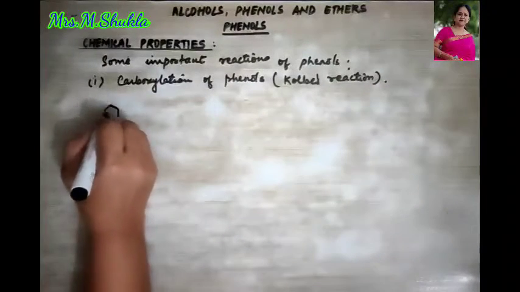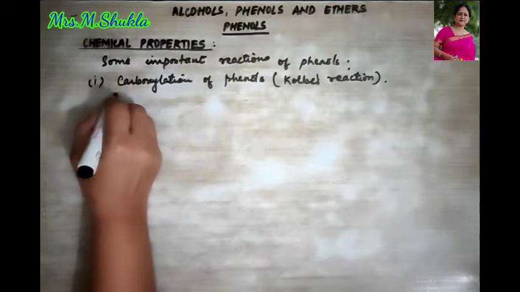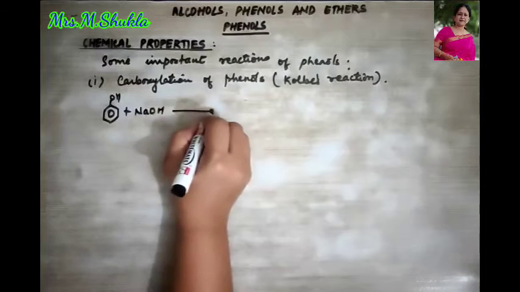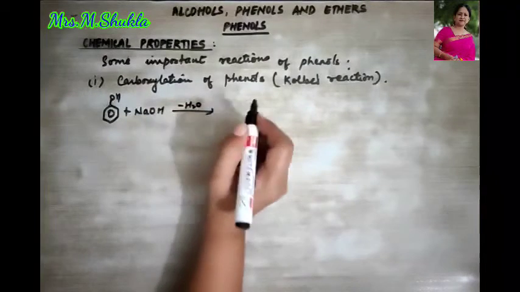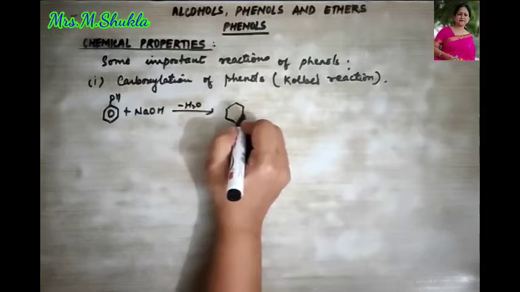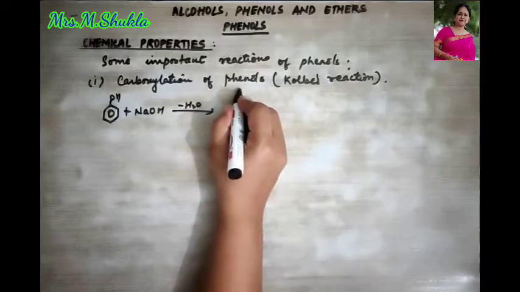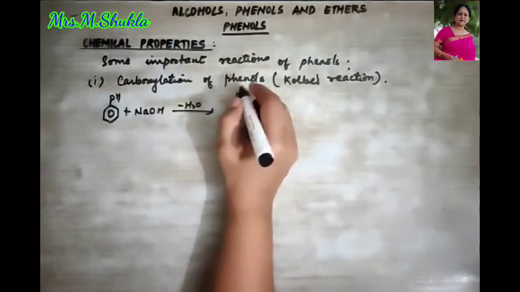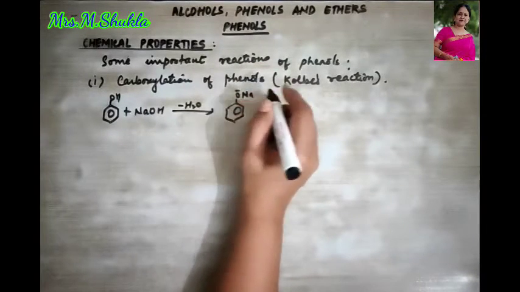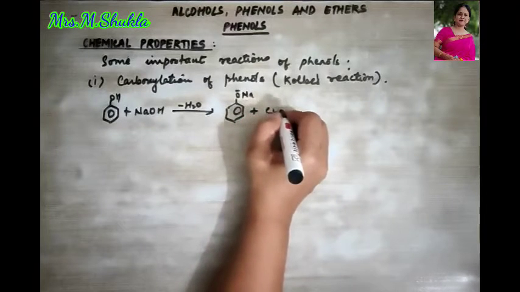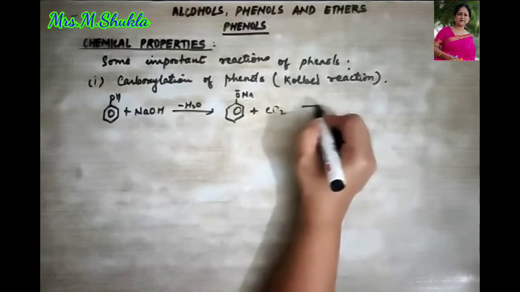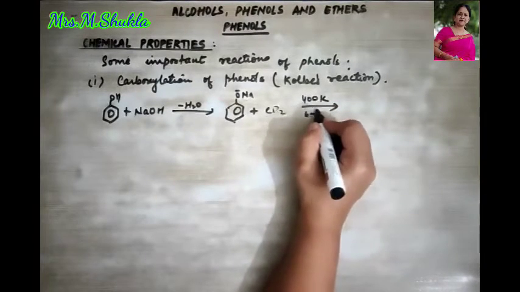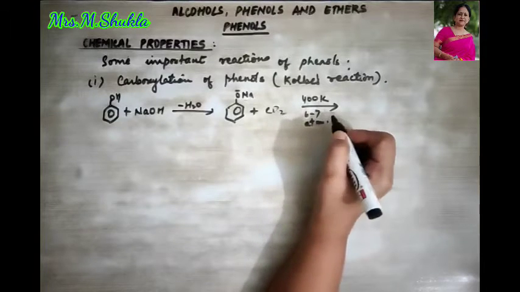So over here, the phenol is treated with sodium hydroxide. What happens? Water is removed, and it forms a salt, which is then treated with carbon dioxide at 400 Kelvin with 6 to 7 atmosphere.